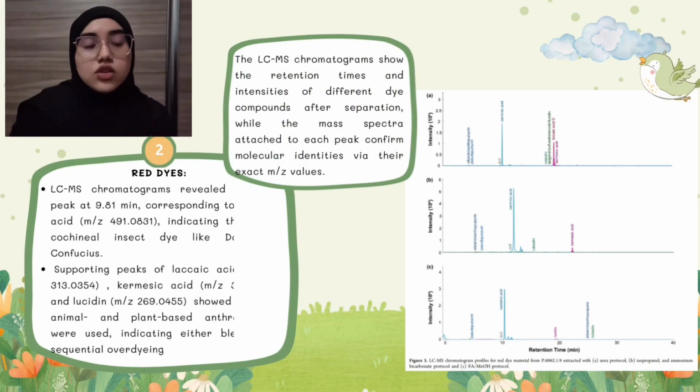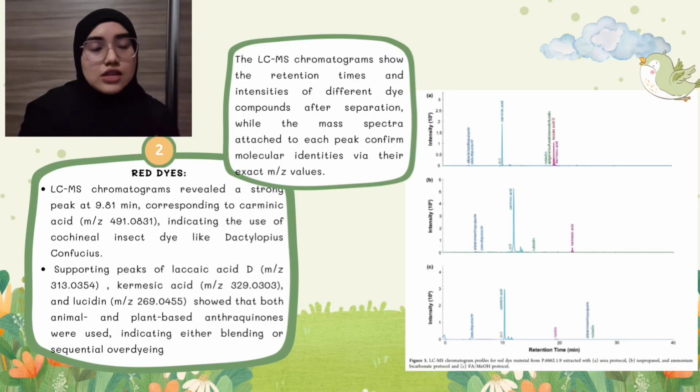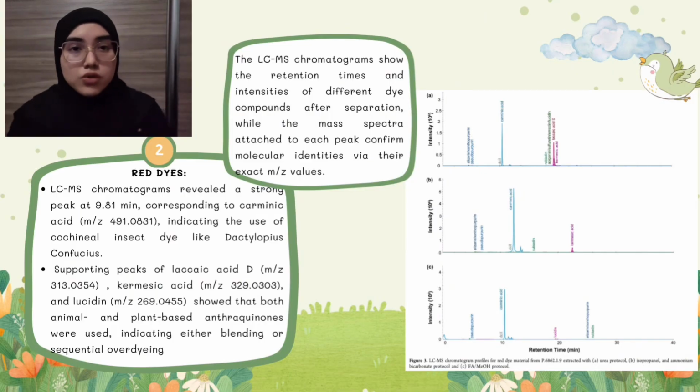Here we can see liquid chromatography mass spectrometry chromatograms, which provide retention time and intensity of different dyes after separation. Also, mass spectra will attach to each peak, which confirms the molecular identities via the mass to charge values. Now here is specifically to identify red dye, where the liquid chromatography mass spectrometry chromatogram revealed a strong peak at 9.81 minutes, identifying carminic acid, indicating the use of cochineal insect like Dactylopius coccus.